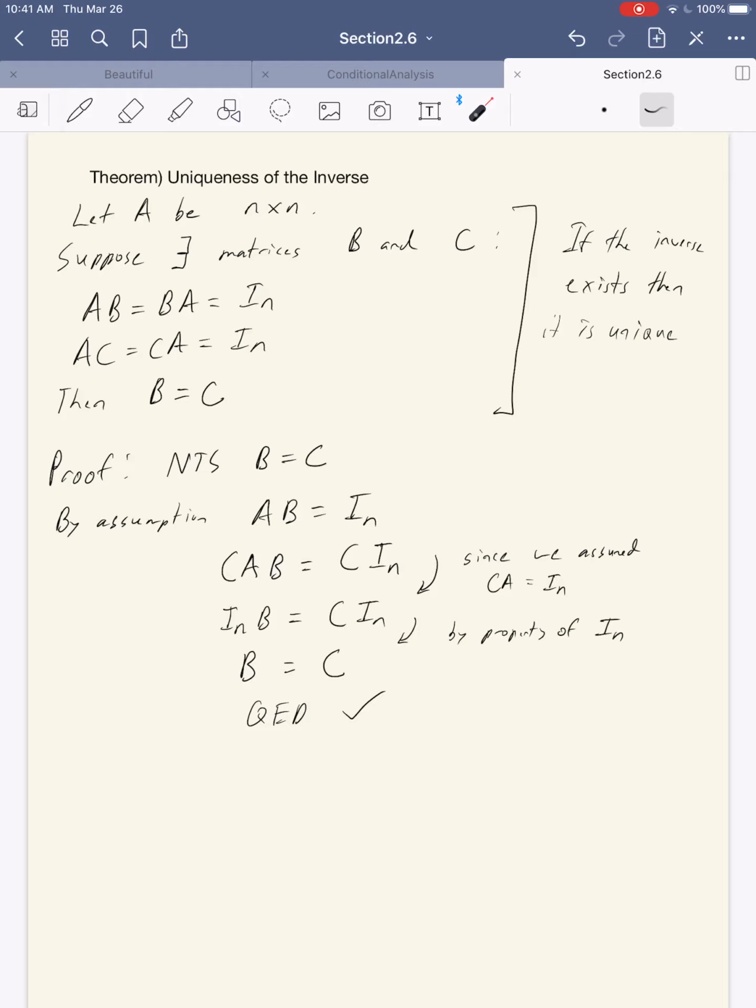All right, so the next thing we're going to do is introduce a little bit of notation and some terminology about this. It's nice to do this now because we can say the inverse at this point rather than just some inverse, because we know that if there is an inverse, it must be unique.